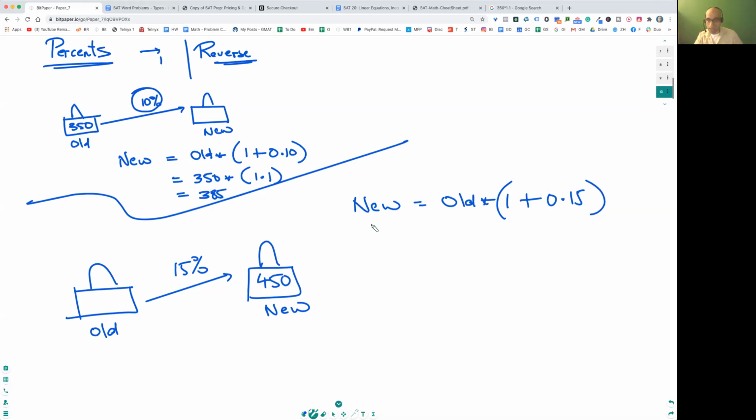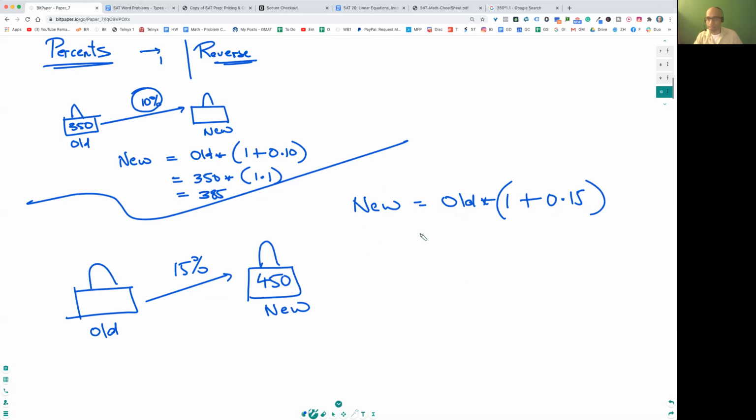Why? How do you know this? You can do it this way. 450 is equal to old times 1.15. So let me see how many can solve this. Well done, well done. Some people are getting it. Excellent. Well done, CG. Well done, Martin.